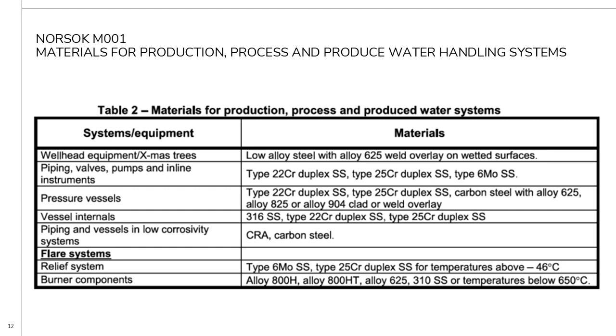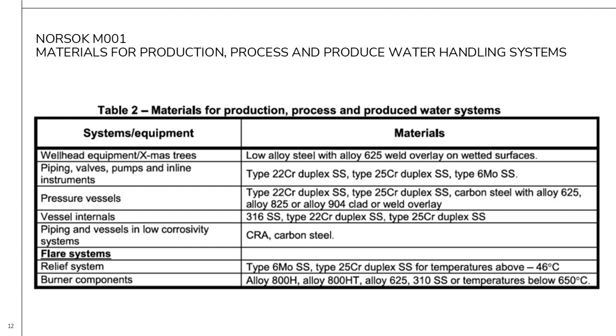Number 4. Vessel internals. Inside the vessels, we typically use 316 stainless steel, Type 22CR duplex stainless steel, or Type 25CR duplex stainless steel. These materials ensure the internal components remain protected against corrosive fluids. Number 5.